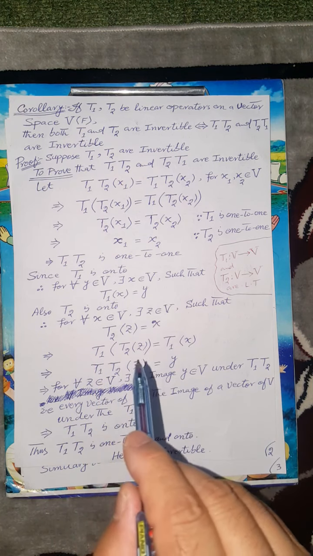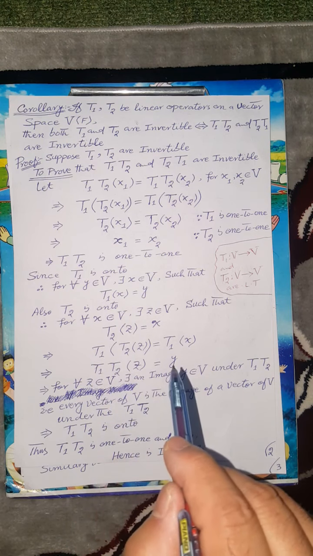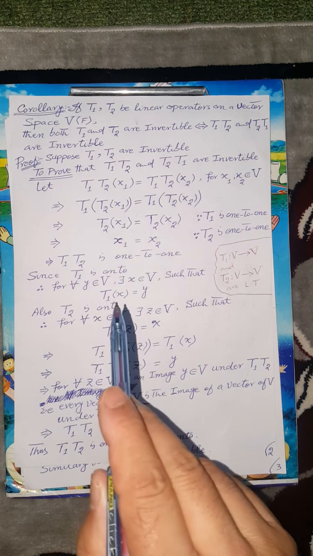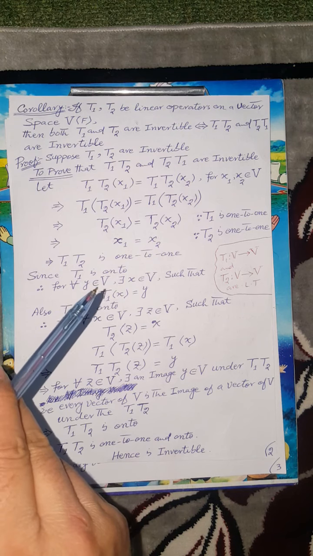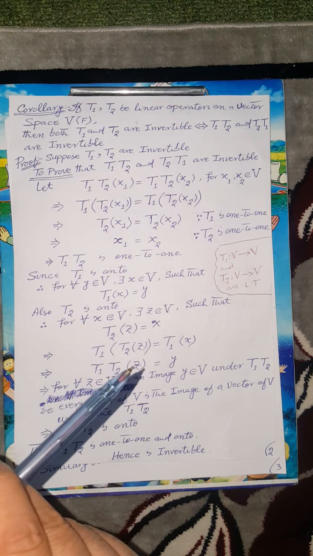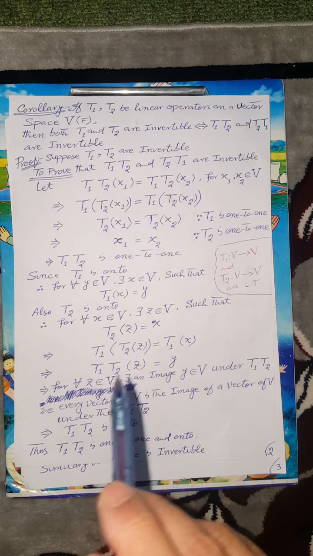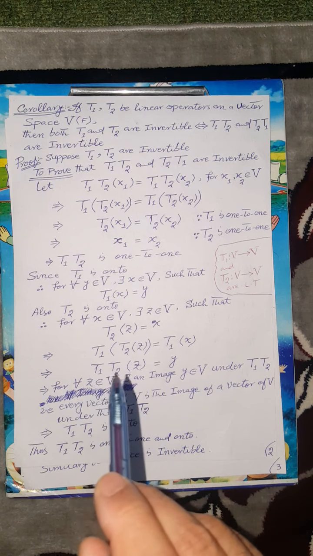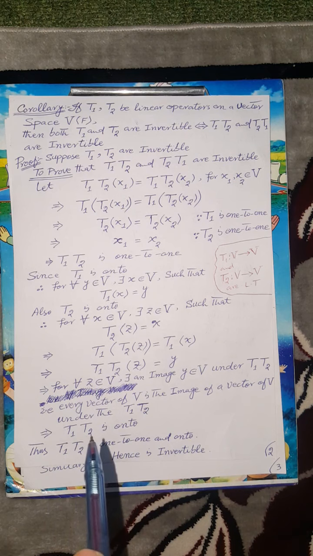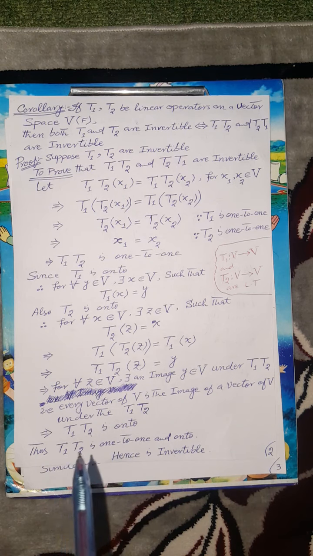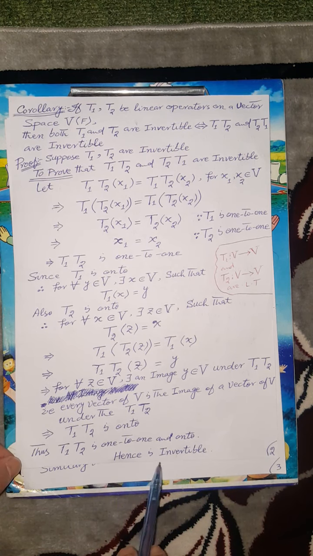We have T1 T2 z equal to T1 x, and T1 x is equal to y. That is, for each element y contained in the vector space V, there exists an element z in V such that the image of z under the linear transformation T1 T2 is equal to y. That is, T1 T2 is onto. Thus T1 T2 is 1 to 1 and onto, and hence is invertible.